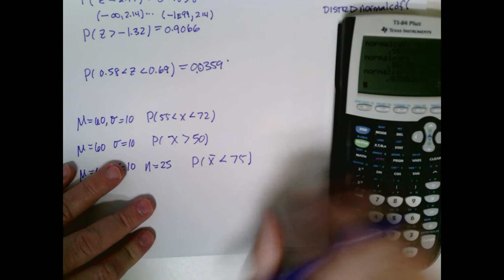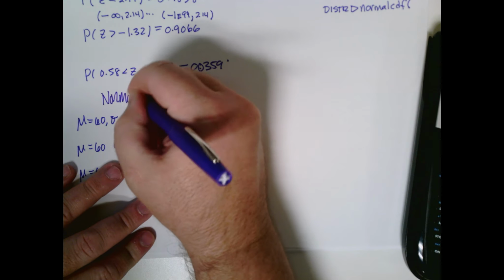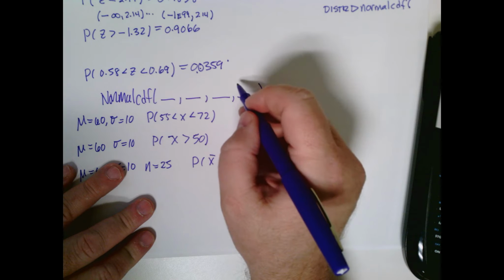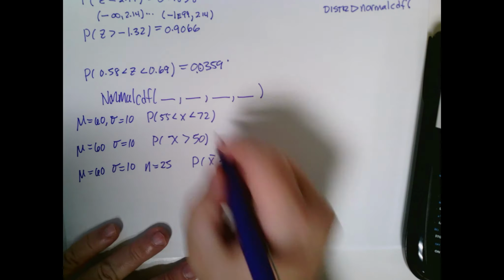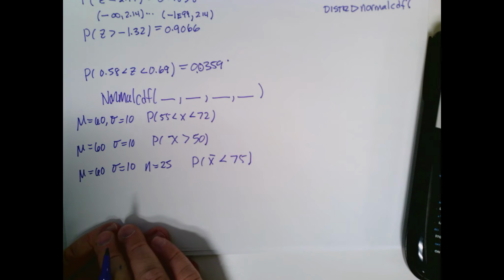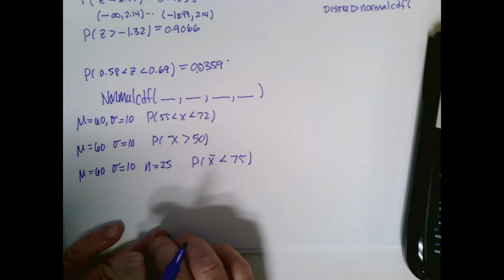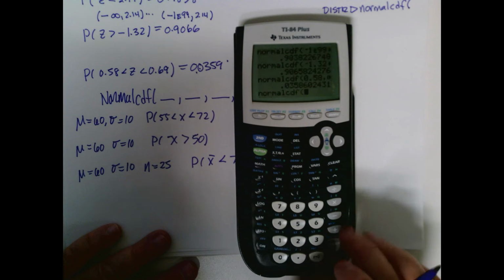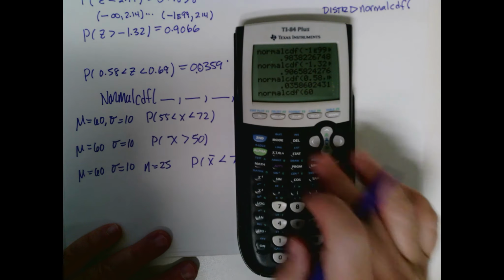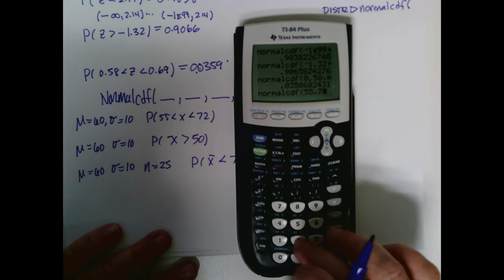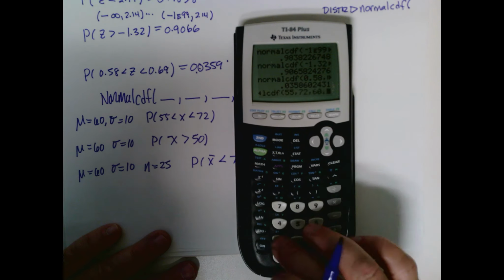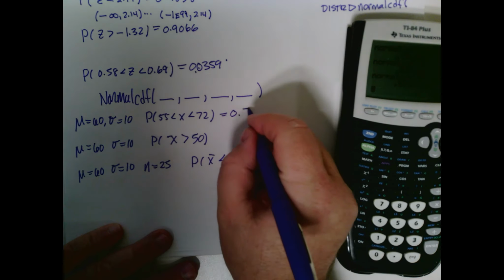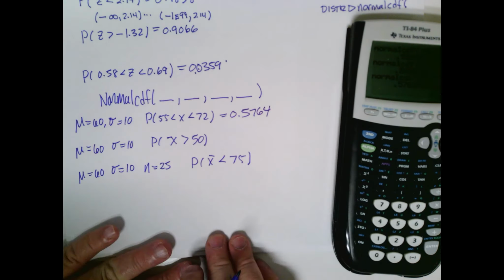Now you can do any normal, because the normalcdf function actually has four spots. If you don't type anything into the last two spots, you automatically have the standard normal; it'll read the mean as 0 and the standard deviation as 1. If you don't want that, you can put in whatever you want. For example, in normalcdf we put in our interval, 55 comma 72, the mean, which is 60, and the standard deviation, 10, and hit enter, and we get 0.5764, rounded to four decimal places.